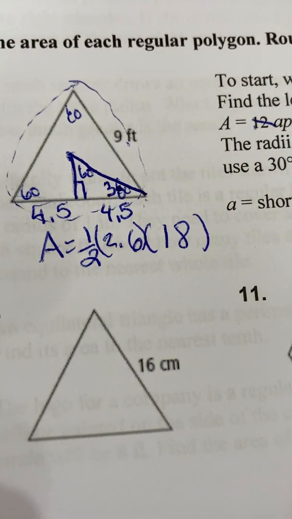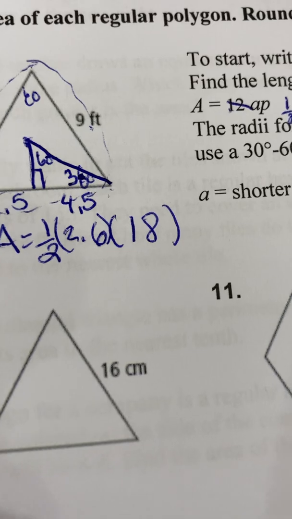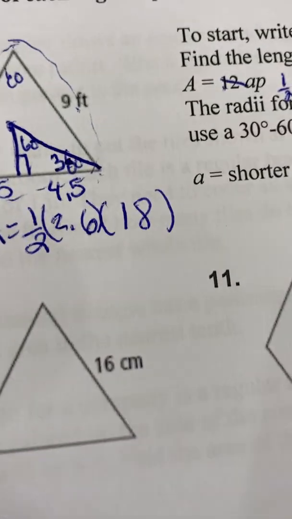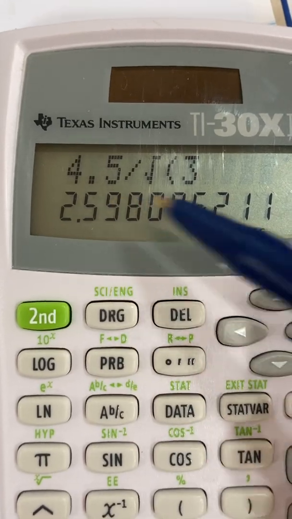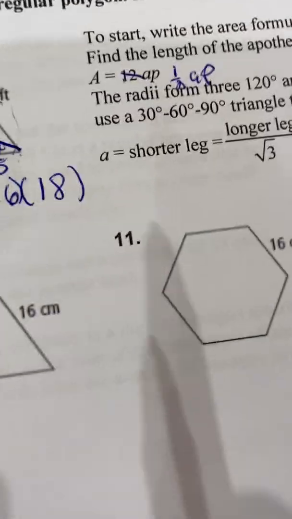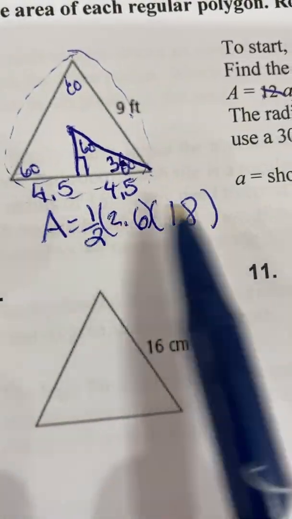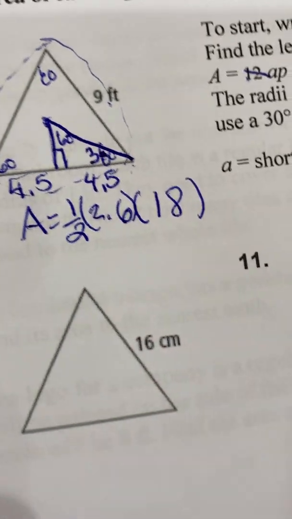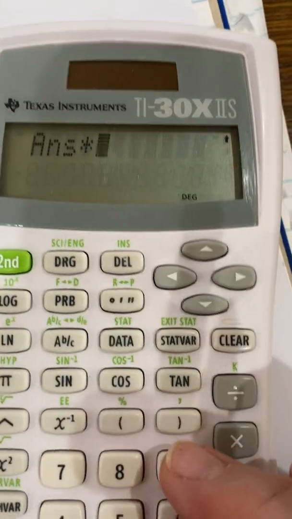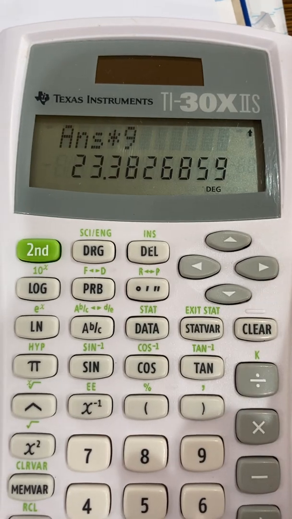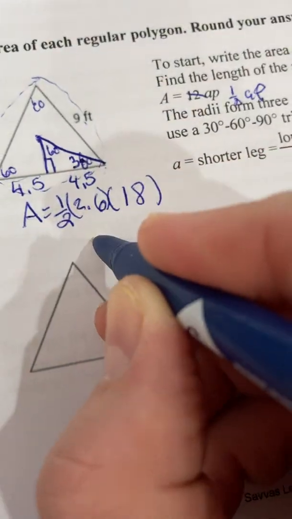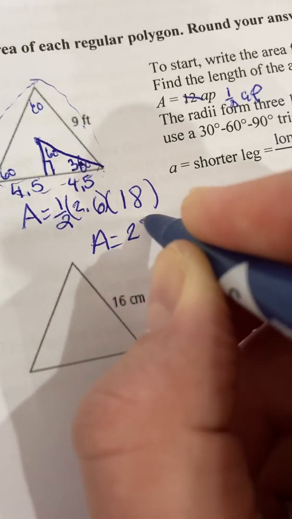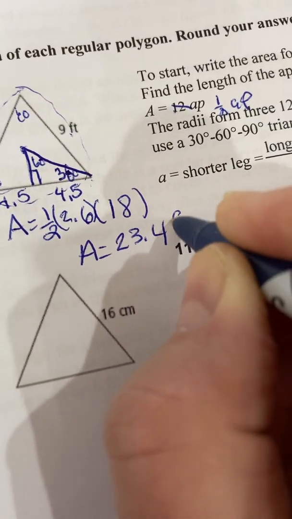All right, now you can go ahead and go to your calculator and multiply that out. What I would probably do is leave the decimal in my calculator. I don't know if it'll make much of a change, but I'm just going to leave that in there. There's your apothem, and then I'm just going to take half of the perimeter, which is 13.5. So I'm going to go ahead and just multiply this times 13.5. And we get 23.4 for our area. Okay, and then that will be square feet.